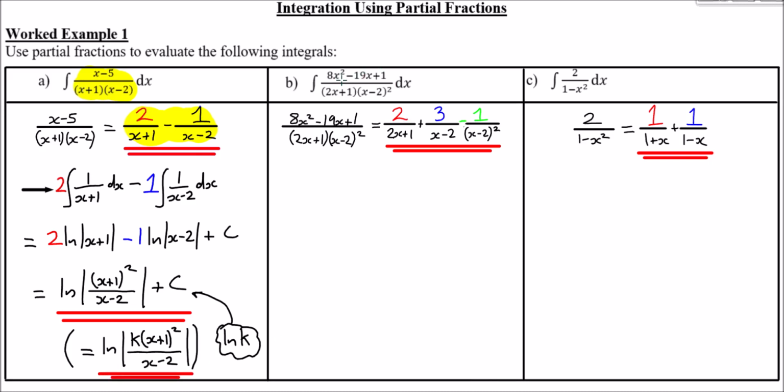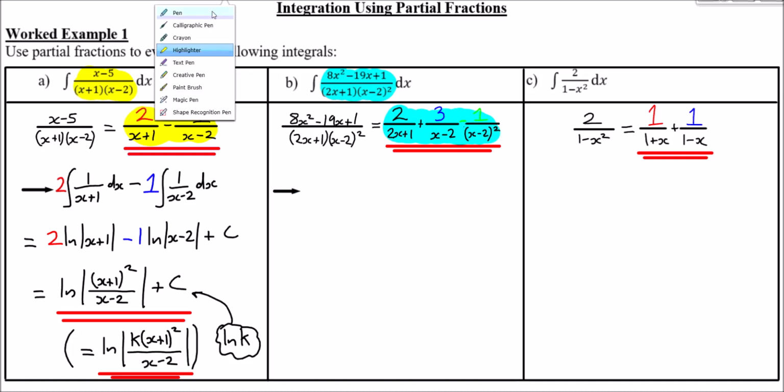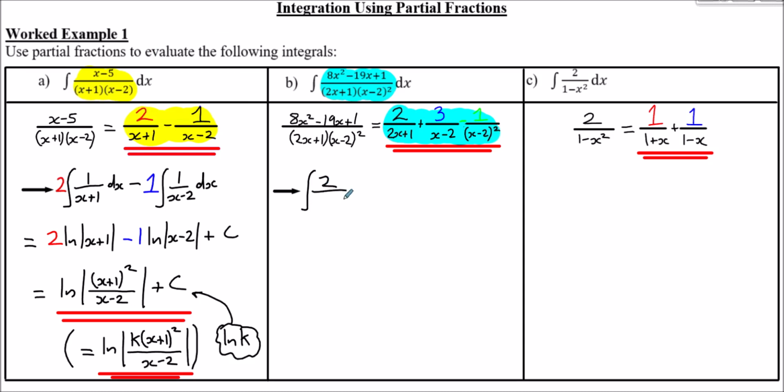This one here, part B. So this time, this integral, we've transformed into this, where we've got the constants 2, 3, and negative 1. So again, we're going to have integrals in terms of a natural log once again. So here, 2 is the derivative of 2x plus 1, so we're going to leave that within the integral. So the integral of 2 over 2x plus 1 dx.